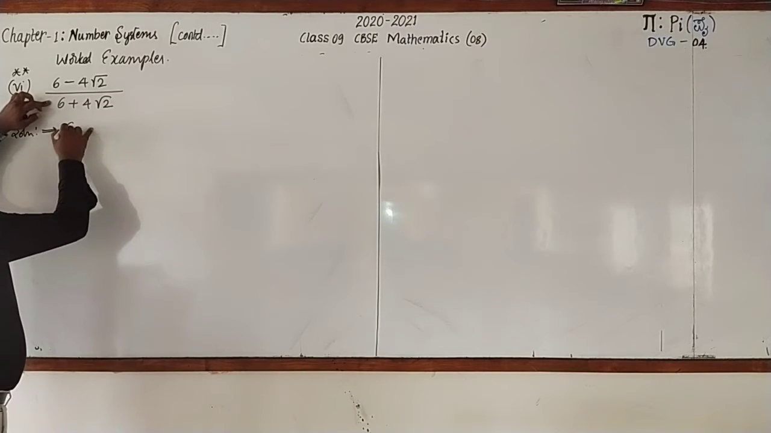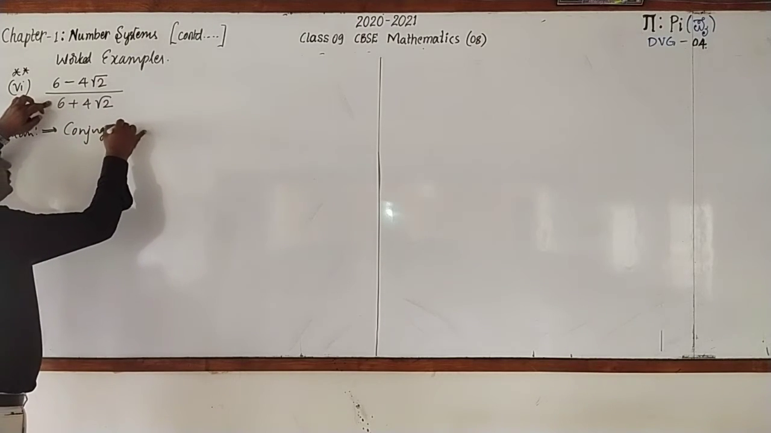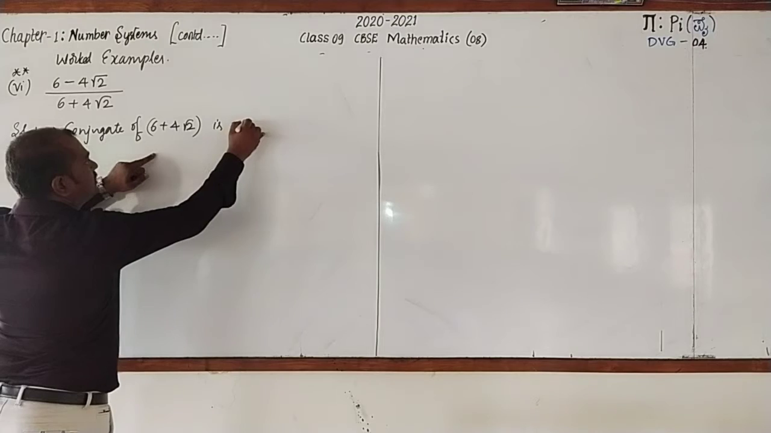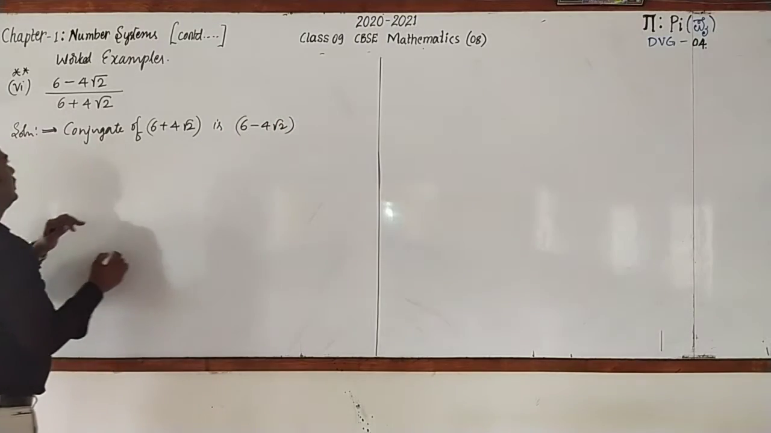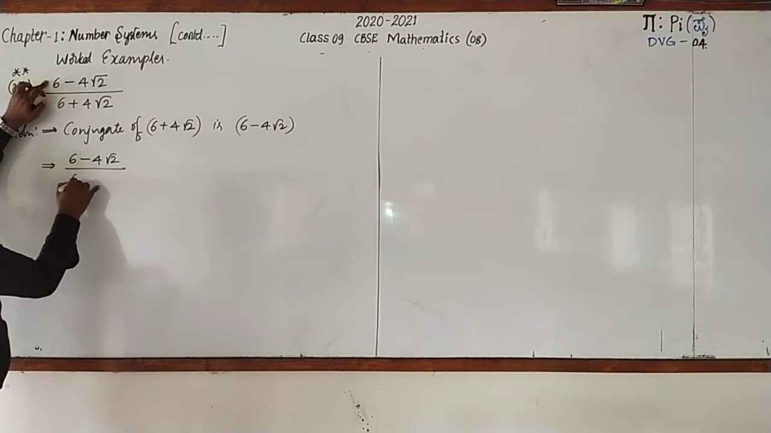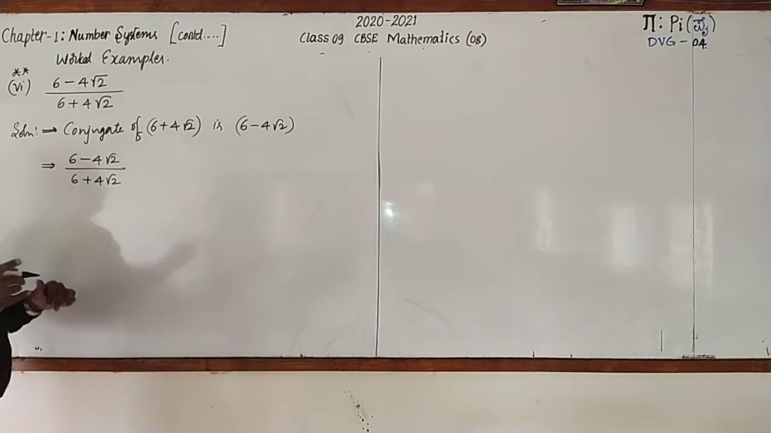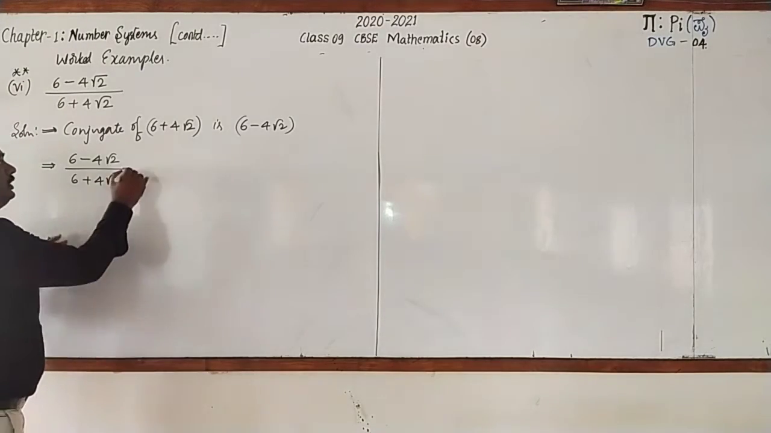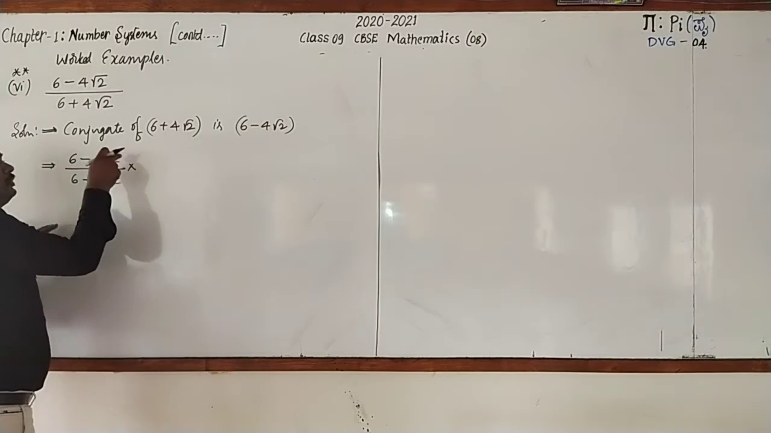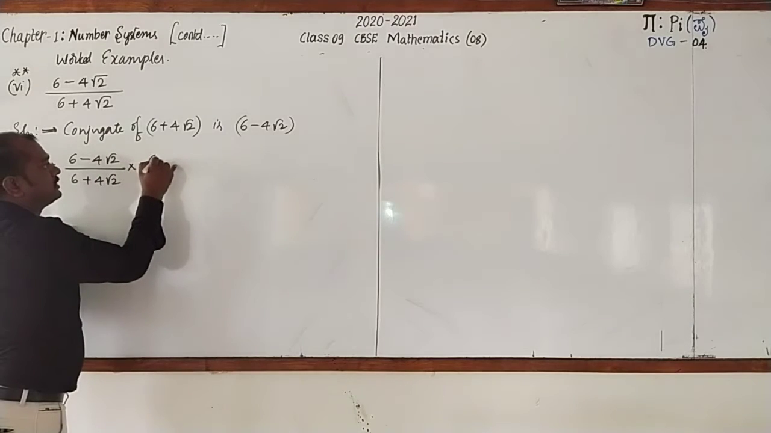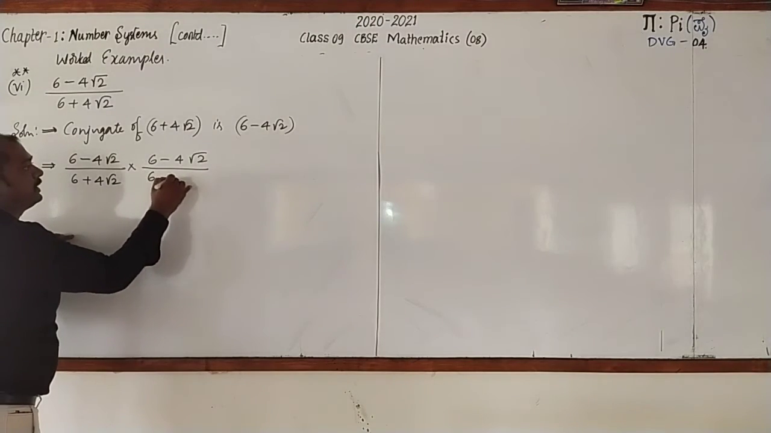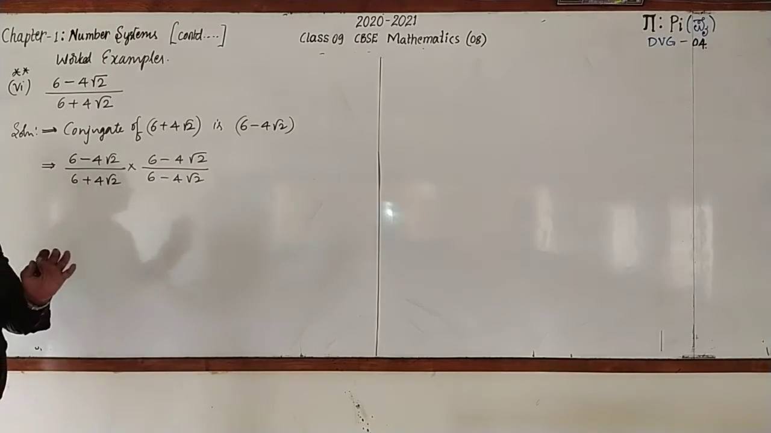Rationalizing the denominator. So, what is the conjugate of the denominator? Yes, the conjugate of 6 plus 4 into root 2 is 6 minus 4 into root 2. Now, let me write that. The given number is (6 minus 4 into root 2) by (6 plus 4 into root 2). Still the next step. Yes, you are going to multiply the conjugate or rationalizing factor to the numerator as well as to the denominator: 6 minus 4 into root 2 and 6 minus 4 into root 2. Hope that you have understood.